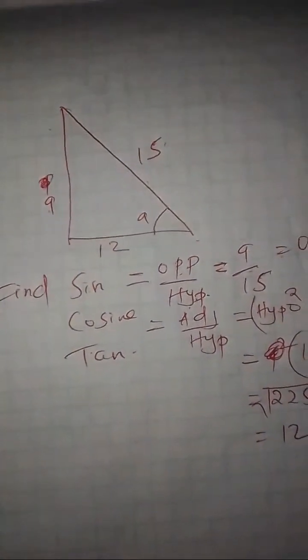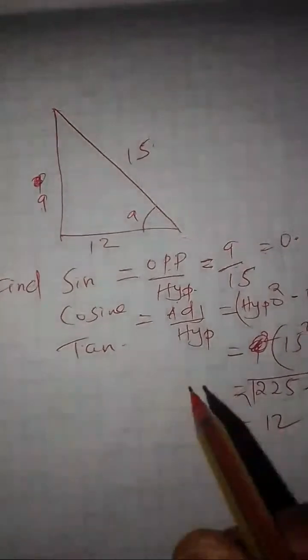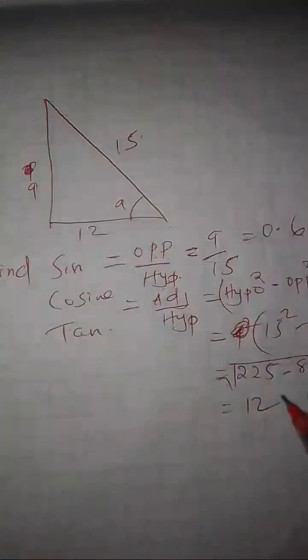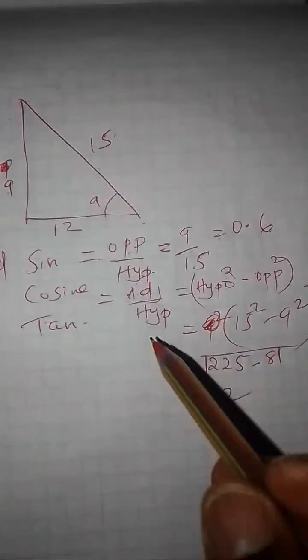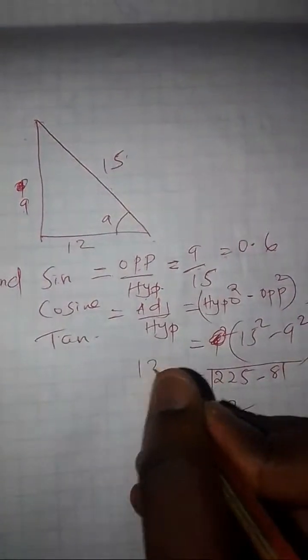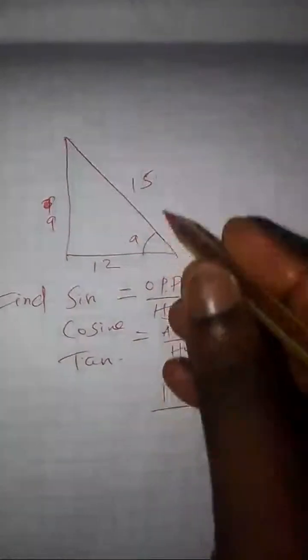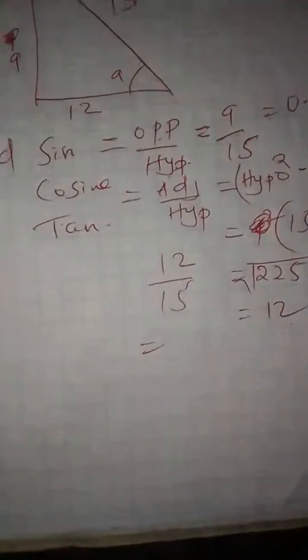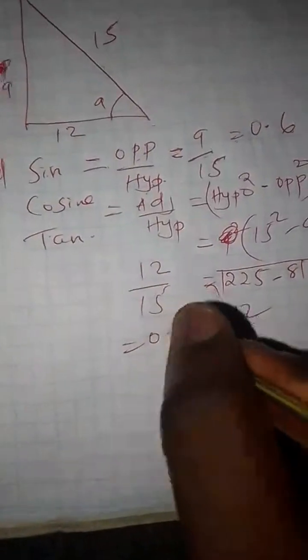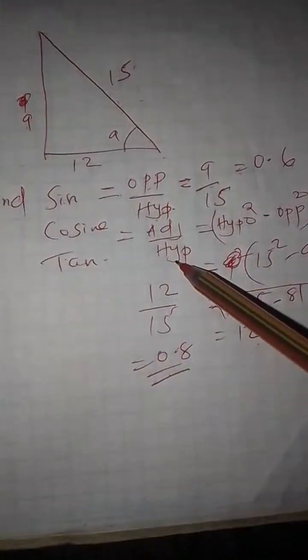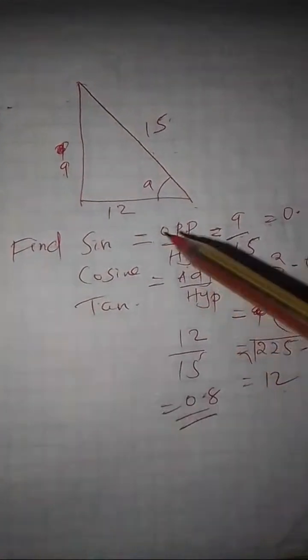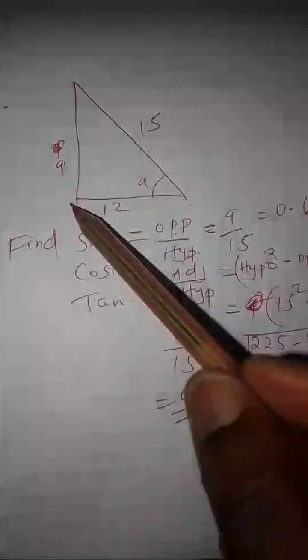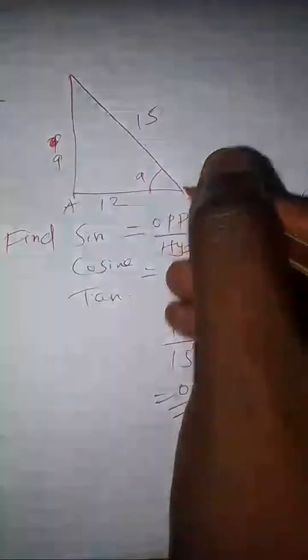Now from there we can find the cos. We've said that cos is equal to adjacent over hypotenuse. So our cos shall be 12 over the hypotenuse, which is 15. And the answer is 0.8. So our cosine is 0.8. It is the adjacent over the hypotenuse. Now, where is the adjacent? The adjacent is here. Allow me to name them A, B, C.